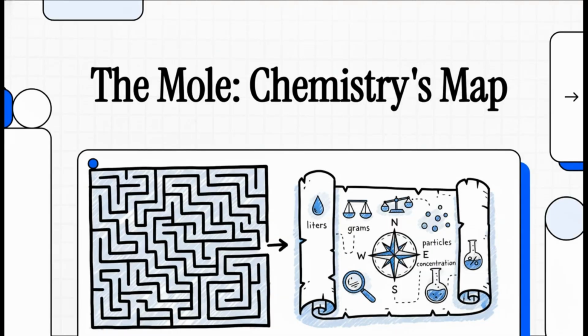Okay, let's be honest. Chemistry calculations can feel like you're totally lost in a maze, right? You're trying to get from grams to liters or from concentration to particles, and it just feels like there's no clear path. But what if I told you there's a secret map, a kind of universal blueprint that connects everything and makes it all click?